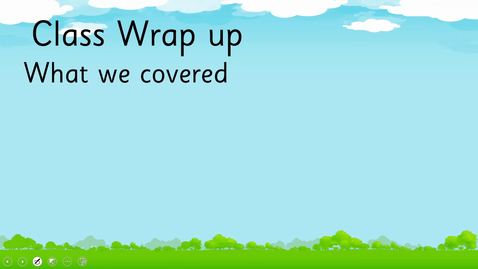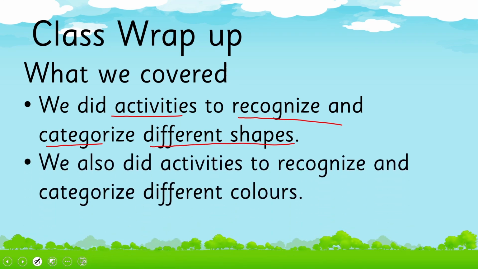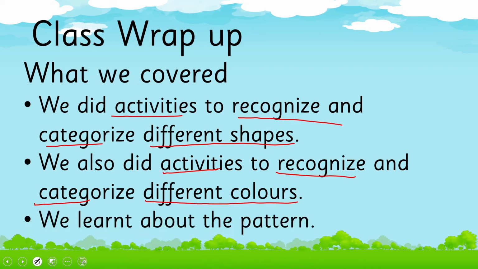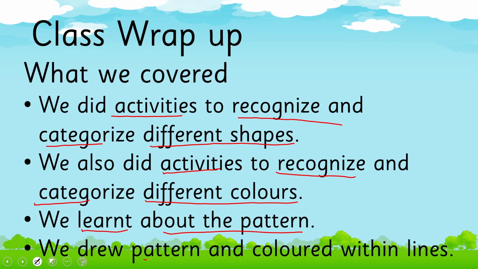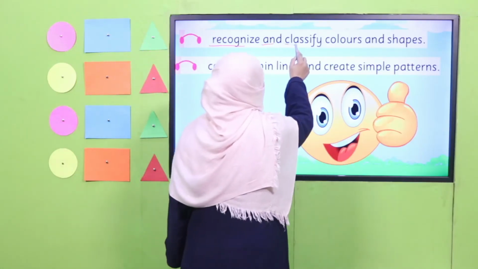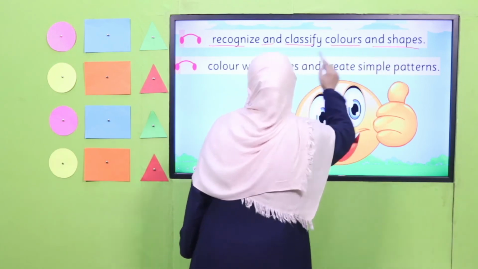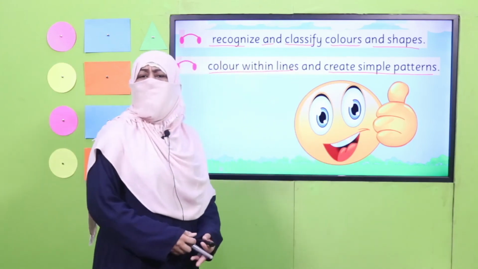So, what have we learned today? We did activities to recognize and categorize different shapes, and we did activities to recognize and categorize different colors. And then we learnt about patterns. And we drew patterns and colored within lines. So in this way, we achieved today's SLOs, that was to recognize and classify colors and shapes, color within lines and create simple patterns. So are we done with it?